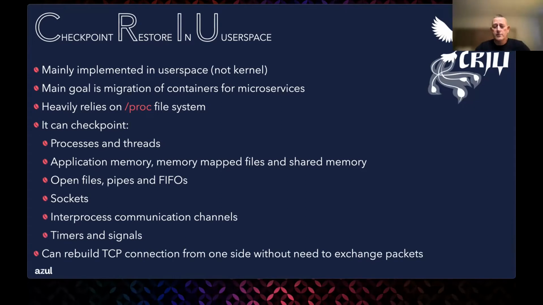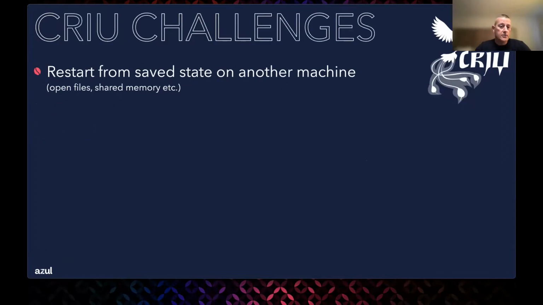But as with every project, this doesn't really come without challenges. First of all, you create this state file, right? You checkpoint it, and then you would like to restart from this checkpoint on another machine. You can imagine that this is not that easy, because just think about if you have open files that are not present on the other machine, or you have shared memory that you don't have on the other machine, it probably won't work. Also, if you have different architectures, you create the checkpoint on an x64 machine and then you would like to restore it on an ARM64 machine, it won't work, of course, right?